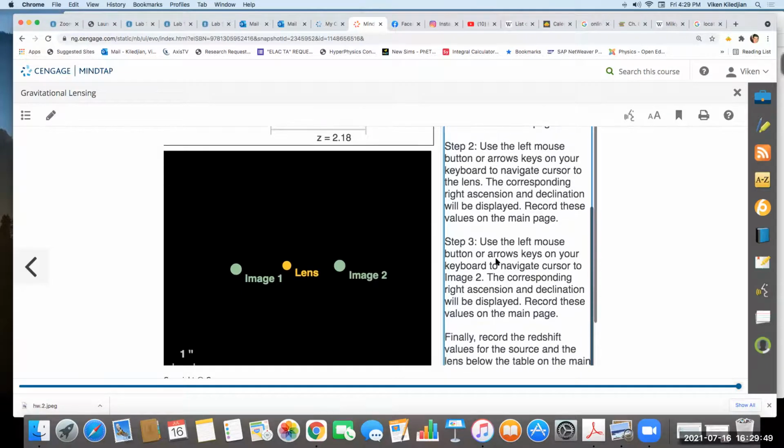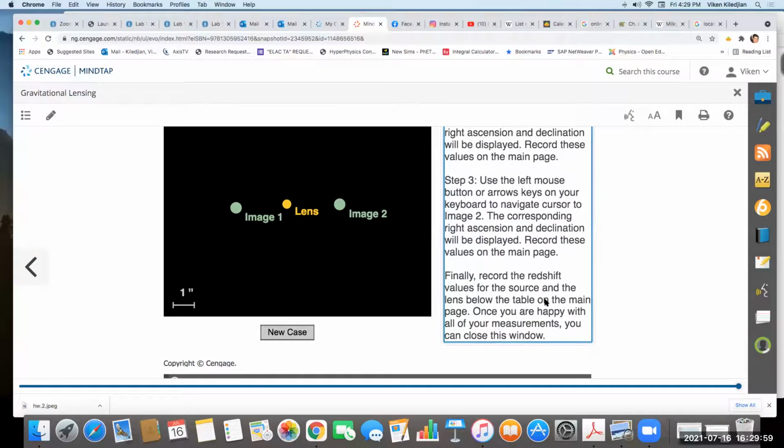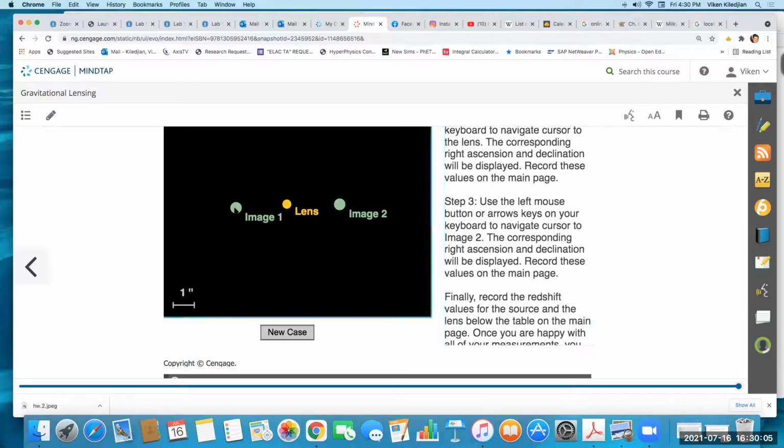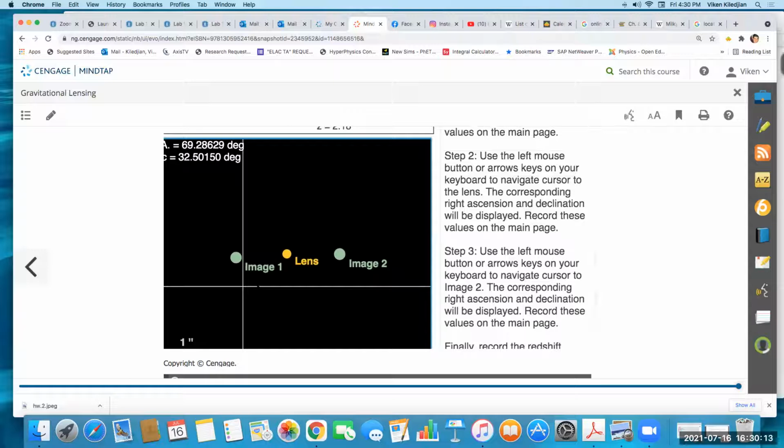Okay, so use the left mouse button to navigate the cursor to image 2. Finally, record the redshift values for the source and the lens below the table on the main page. Okay, so then you just go like this. Okay, the right ascension and the declination, that's its location in space.